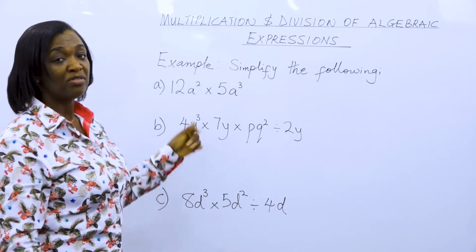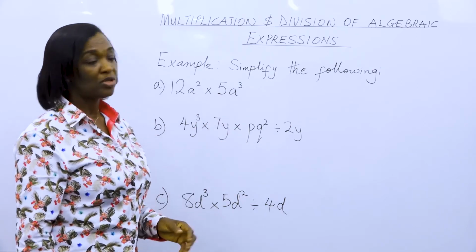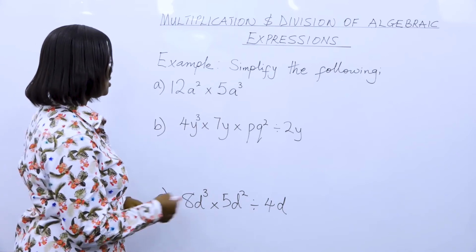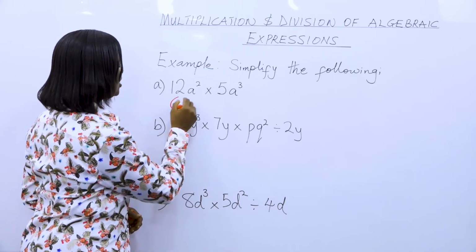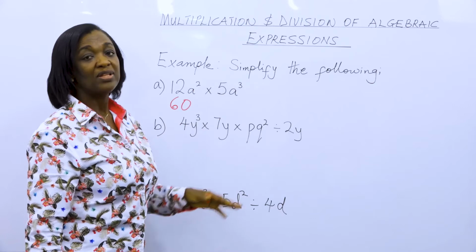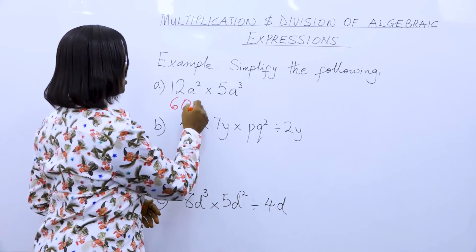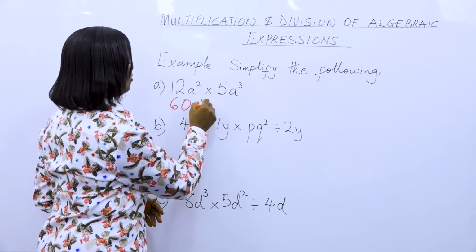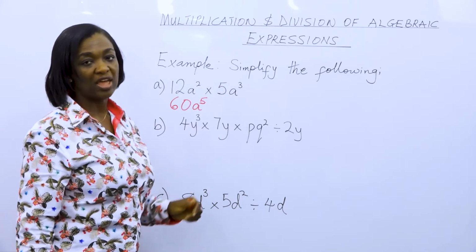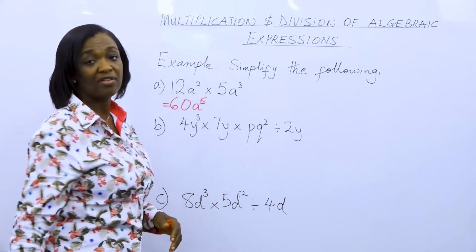In this example, we want to simplify the following: 12a squared times 5a cubed. We'll multiply 12 and 5 to give us 60. So we have 60. A squared times a to power 3 means a multiplying itself 5 times. So the answer is actually a to power 5. So what you do with that is you simply add the powers together to get the answer. So the answer is 60a to power 5.